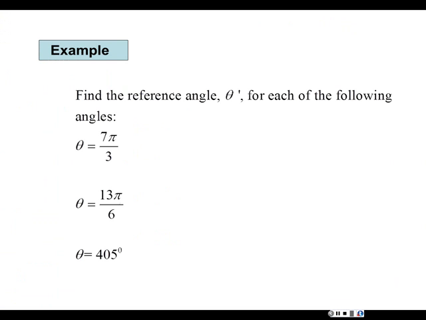So what is the reference angle for the first one? 7 pi over 3. How much? 60? Everyone has 60? Let's see, it's 180, 30, 210. Yeah, that's 60. How about the second one?